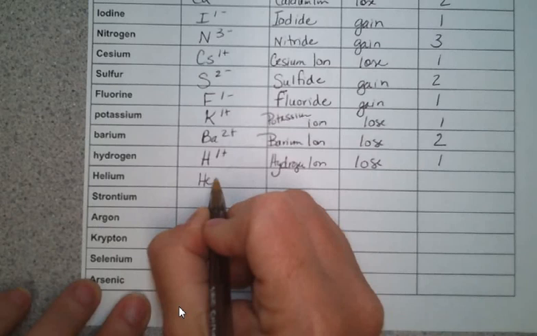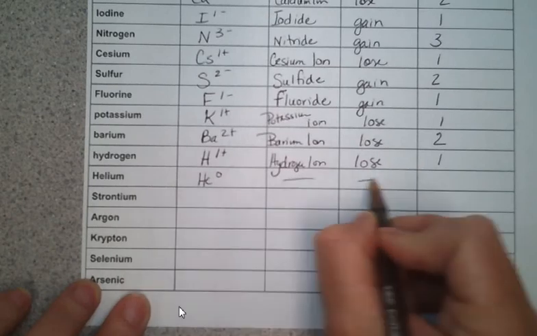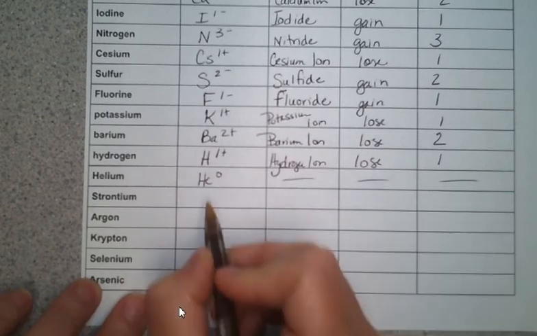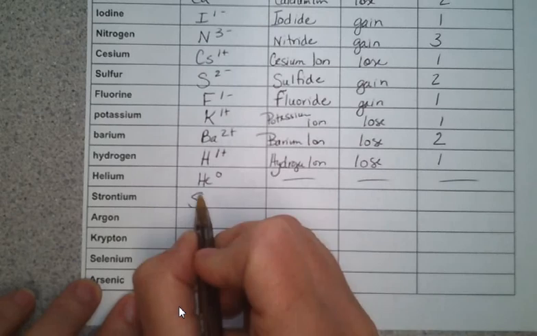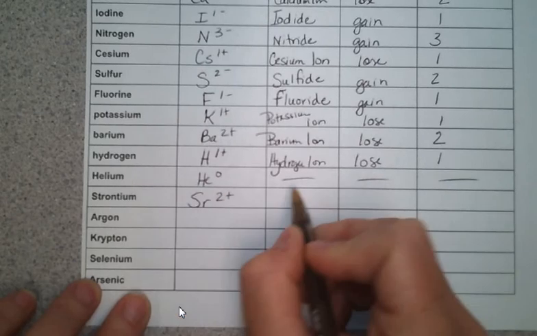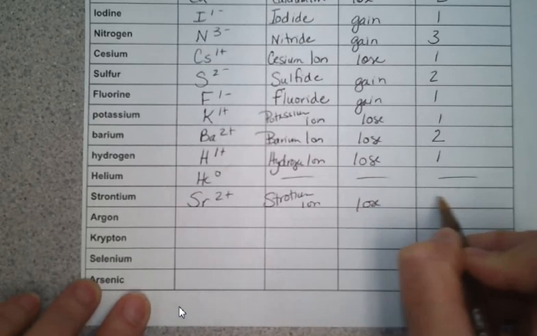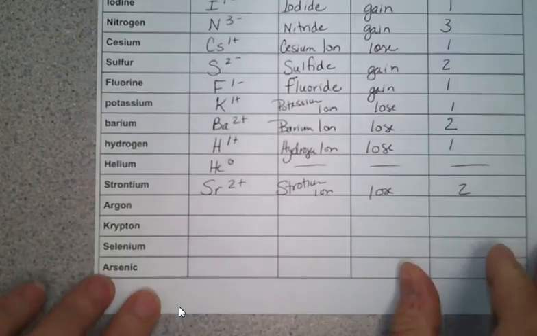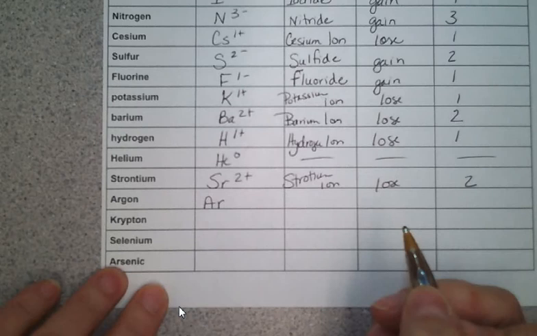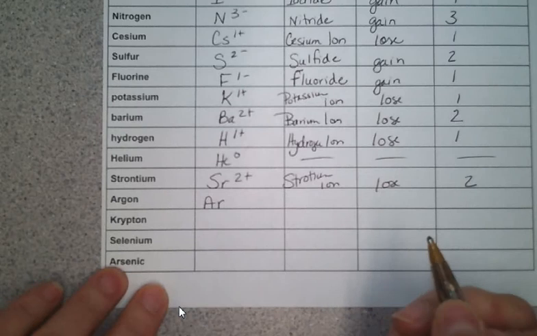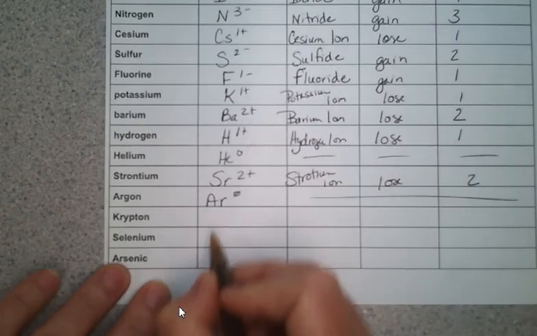Strontium is Sr, which is number 38. It is a 2 plus, and that's going to be a strontium ion. It's going to lose 2. All right, so we've got argon, which is Ar, and that is a noble gas. So we're done there. Krypton, guess what? Noble gas. We're done there.